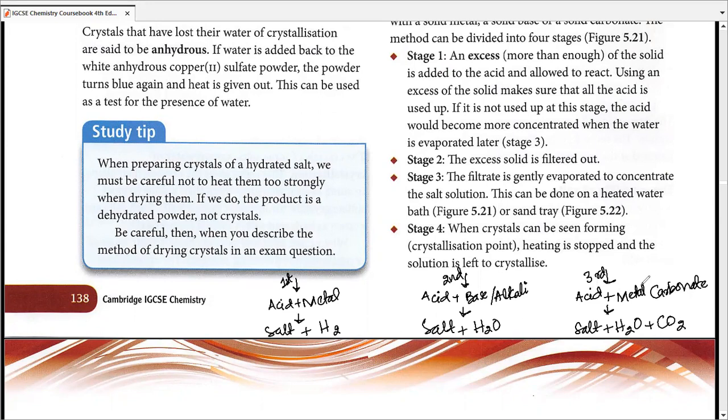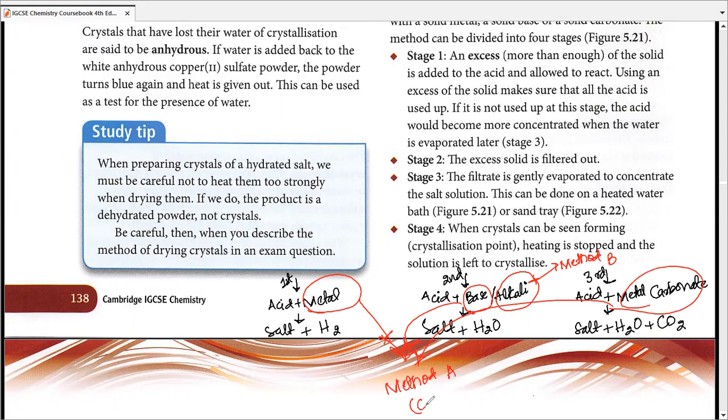Now, out of these reactions, and I'm going to use a different color for your ease, this one is going to be a part of method B, which is given on page number 140. And all of these, this metal, this base, and this metal carbonate, are all a part of method A.